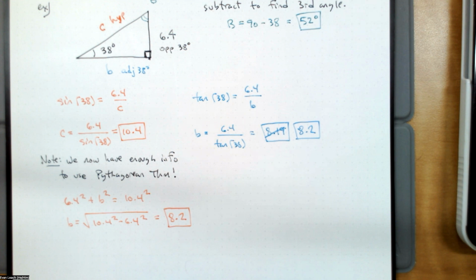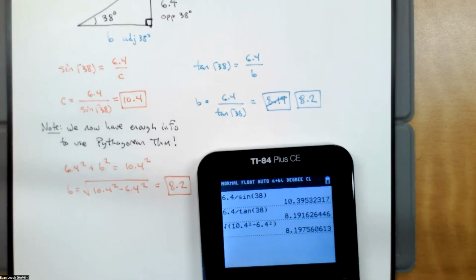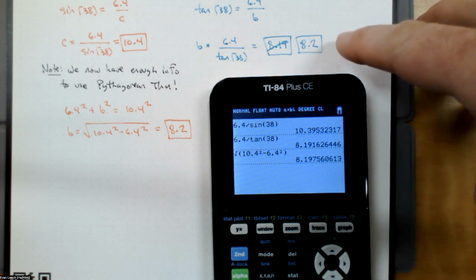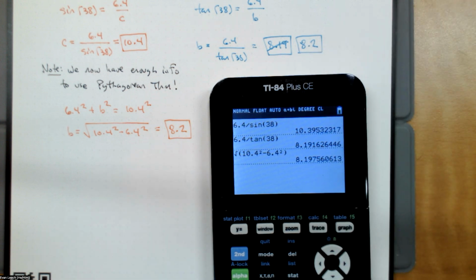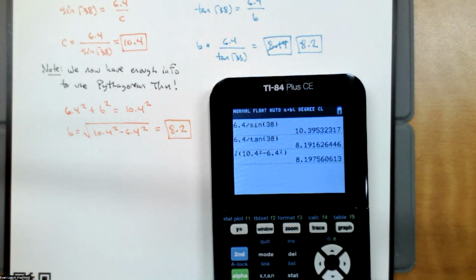That is correct. Notice that when I solved over here, in both cases, I wrote 8.2. But on my calculating machine, I actually had different values for the same thing. I had 8.1916264446, but the second time around, I had 8.1975606113. To two significant figures they are the same thing, 8.2. But why is it different? If I rounded to three significant figures, I would have 8.19, and down here I'd have 8.20. Why are they different? What caused the second one to be different than the first one?